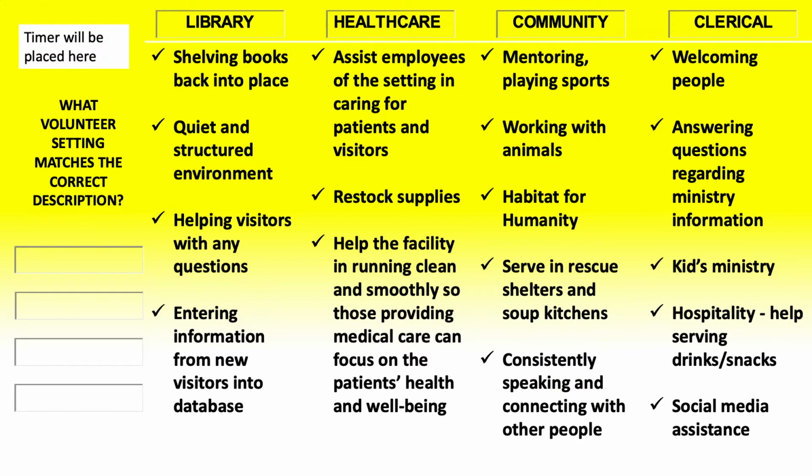Time's up. Now let's go over the answers. Starting from the top left, A is library. If you like a more quiet and structured environment, a library may be the setting you are looking for. You can be behind the desk, helping enter new books within the library system, as well as new member information. You will most likely learn where different genres of books are located throughout the library. As you can see, this volunteering site would require organization skills and the ability to remember where books are located.